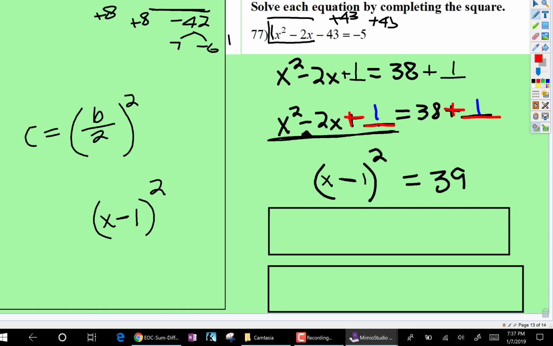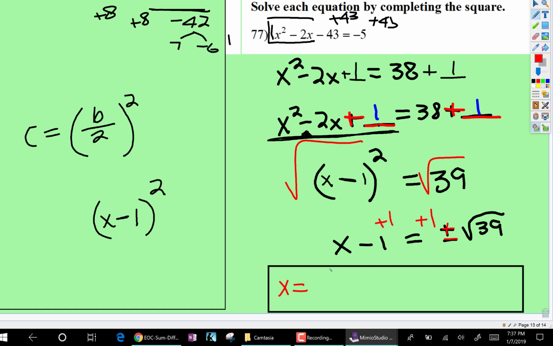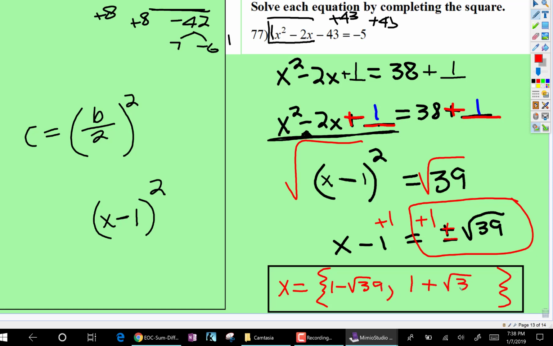And then you do inverse operations. The inverse of squaring is square root. And when you take the square root of the right side, the result will be both the positive and the negative. And then we're going to add 1 to both sides. And when we do that, x will equal, I'm going to go ahead and put it in the solution set brackets now. X equals positive 1, subtract root 39, and x equals positive 1 plus root 39. All right, so that's completing the square method.